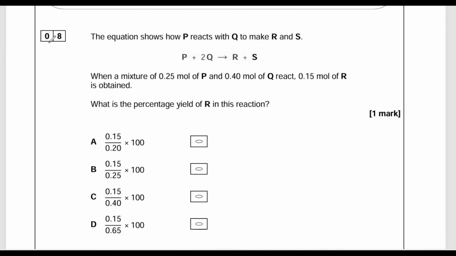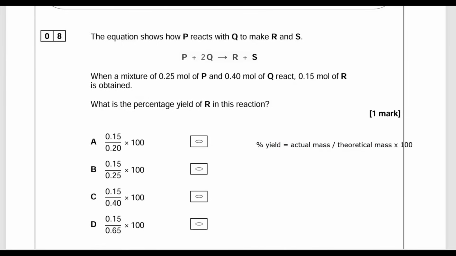The equation shows how P reacts with Q to make R and S. P plus 2Q goes to R plus S when a mixture of 0.25 mole of P and 0.4 moles of Q react. 0.15 mole of R is obtained. What is the percentage yield of R in this reaction? Hopefully you know the equation. Percentage yield is actual mass over theoretical mass, or we could do actual moles over theoretical moles times 100.